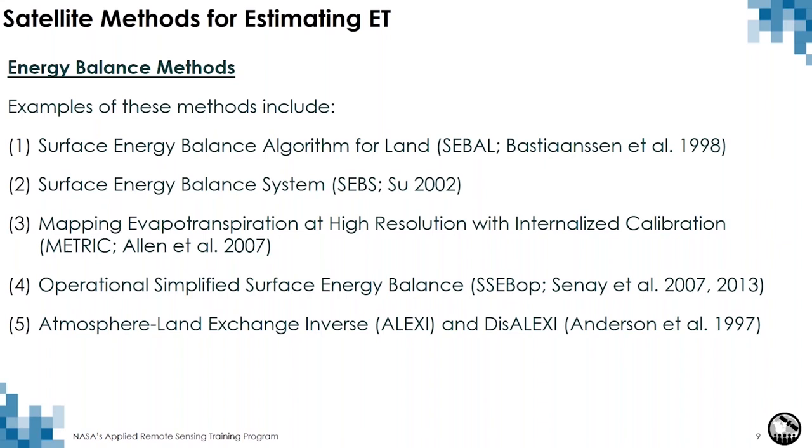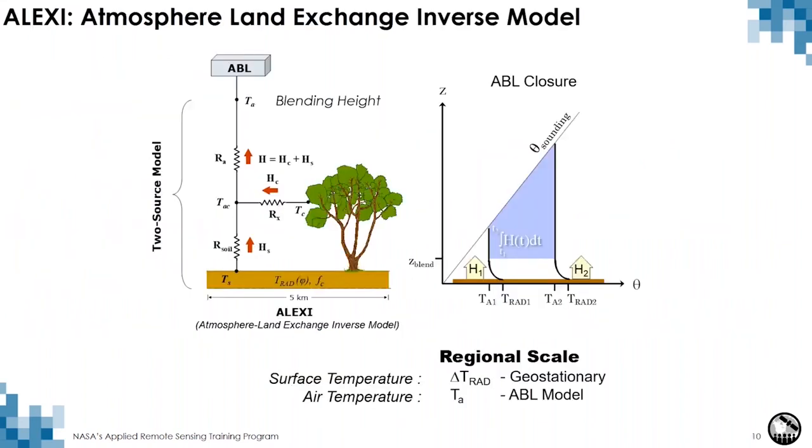My background has really been with the Atmosphere Land Exchange Inverse, ALEXI, and DisALEXI model, which is a two source energy balance model. The ALEXI component is the global or regional version that runs at moderate resolution. And DisALEXI is the high resolution field scale estimation tool that uses high resolution remote sensing information from sensors such as Landsat and Sentinel-2. We'll talk some more about that as we keep going.